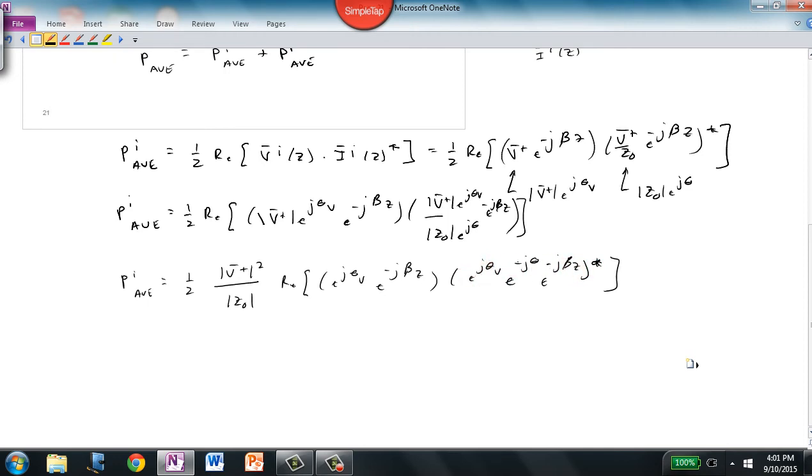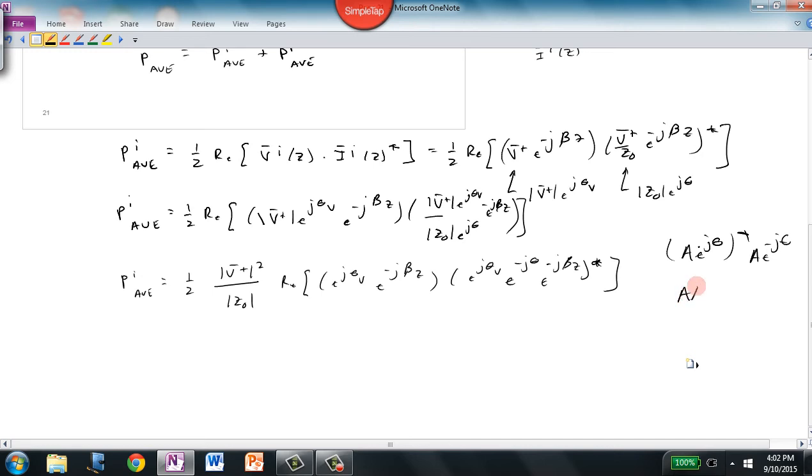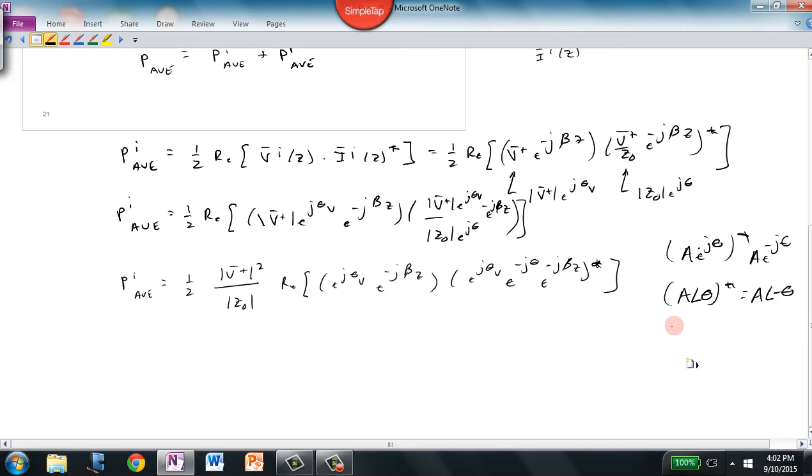Just so you recall, a e to the j theta, if you want to take the complex conjugate of that, it's a e to the minus j theta. If you had a at angle theta, the complex conjugate of that is a at an angle of minus theta. And if you had a plus jb, the complex conjugate of that is a minus jb. So we're going to use this format of the complex conjugate.